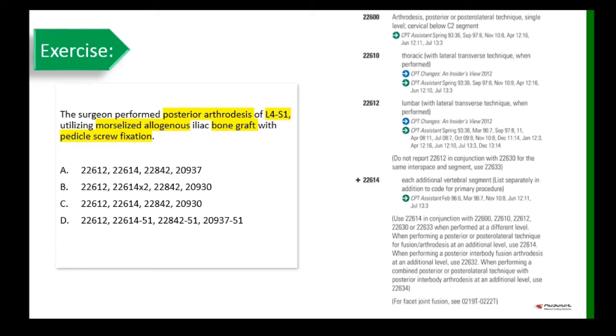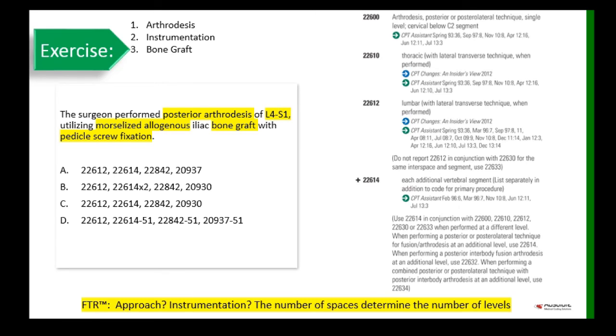Morcellized allogeneic bone graft, and pedicle screw fixation. And as you can see at the top, I put my plan at the top because I always need to make sure I know what I'm doing. At the bottom of the page, I didn't put the spine procedure FTRs, I put the Arthrodesis procedures FTRs because that's what's happening.